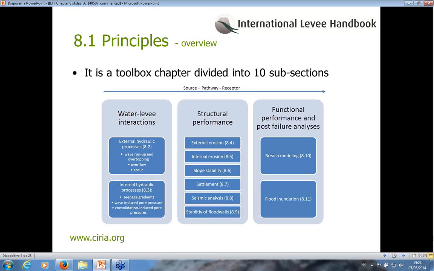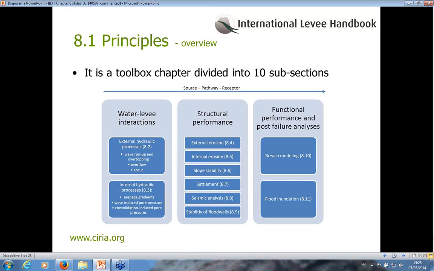Sections 8.4 to 8.9 give tools to assess the structural performance of the levee regarding the physical processes which can lead to the levee deterioration or failure. The tools and methods for functional performance and post-failure analysis, that is to say for breach and inundation modeling, are described in sections 8.10 and 8.11.